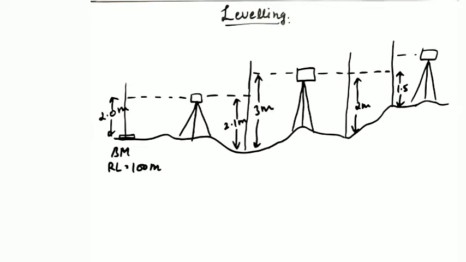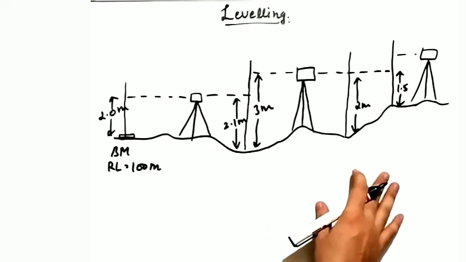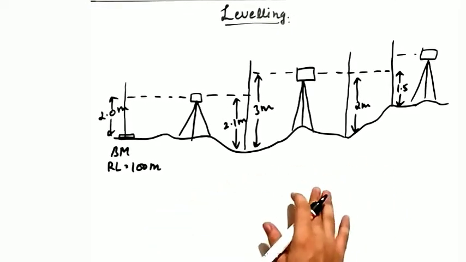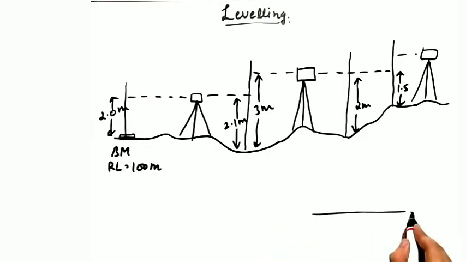See, what is leveling? Suppose I have an undulating ground. I have shown an undulating ground in this diagram. I want to level this ground. I want to make some building over here, or construct some structural building over here. So first of all, I will need to level this. This ground should be leveled. So this is called leveling.